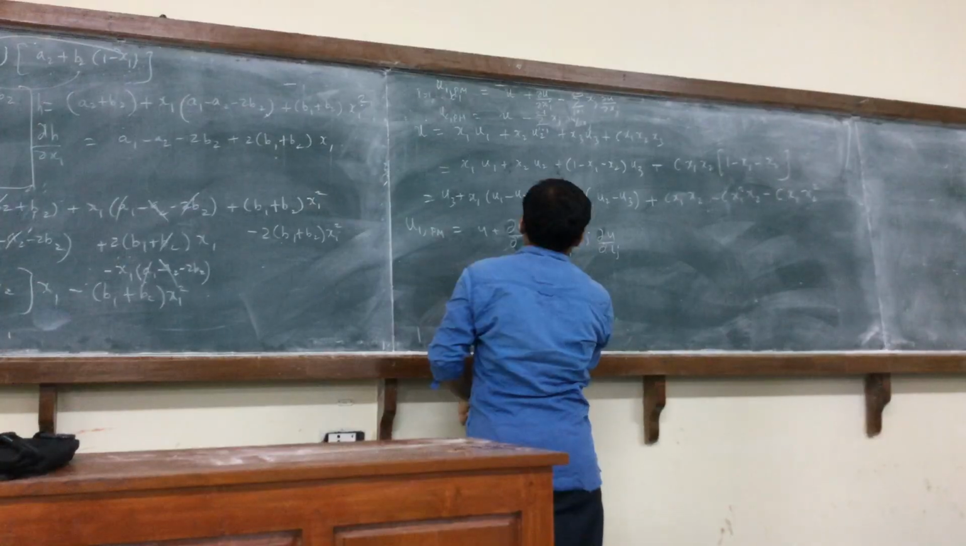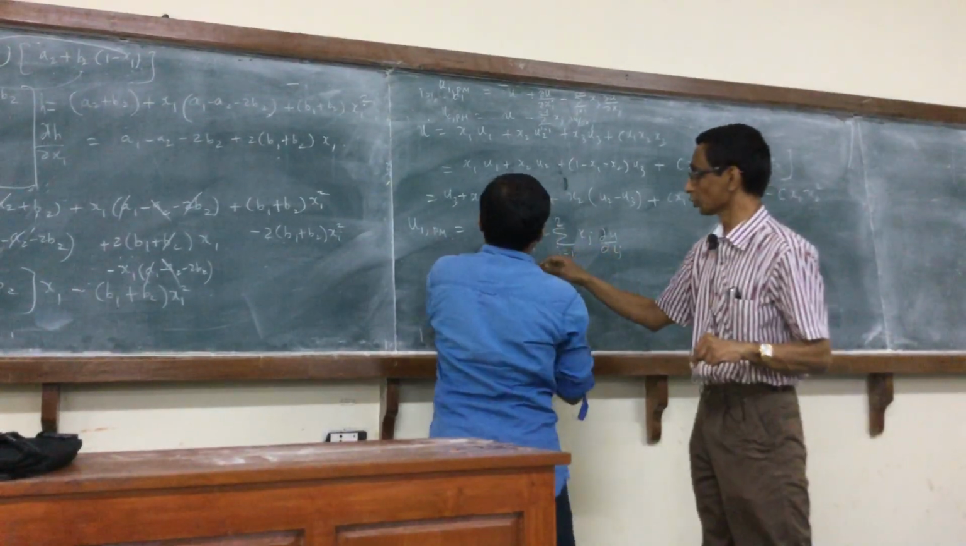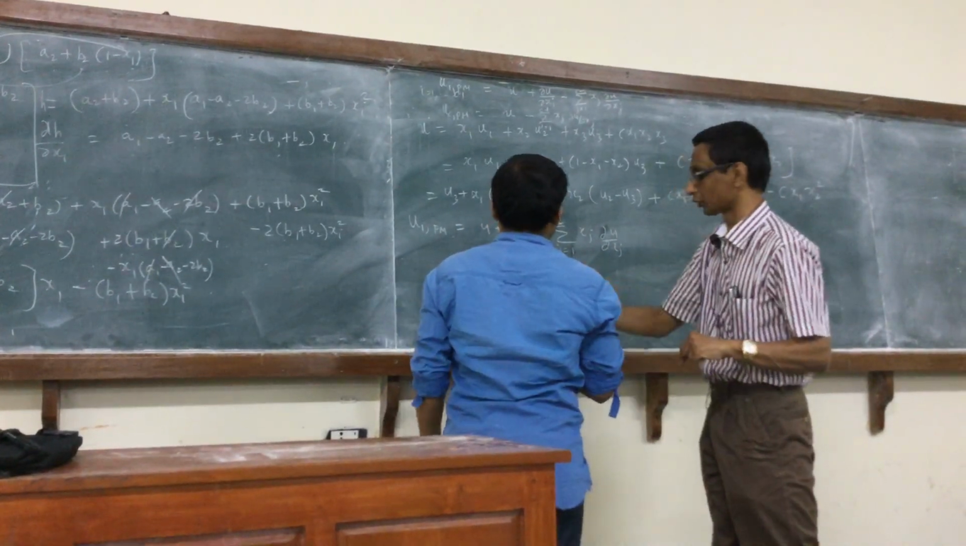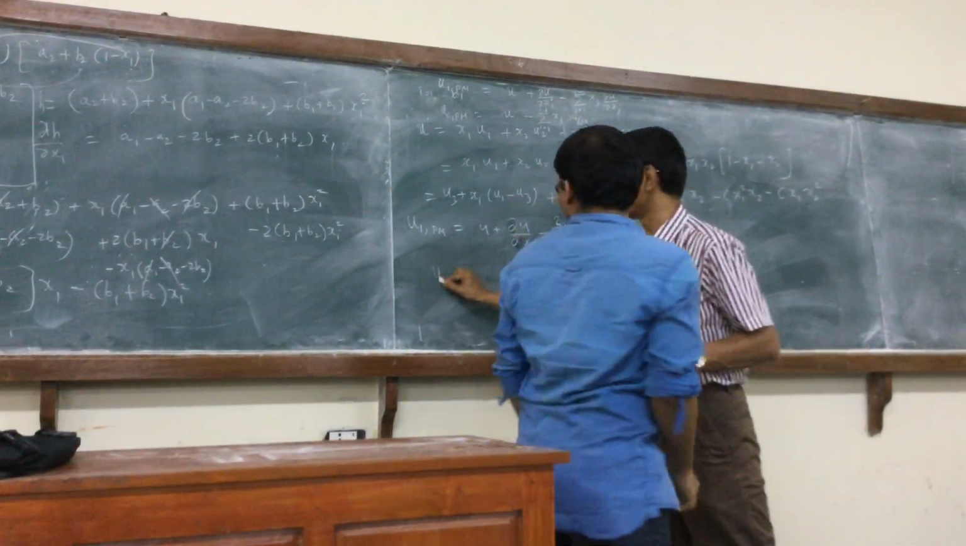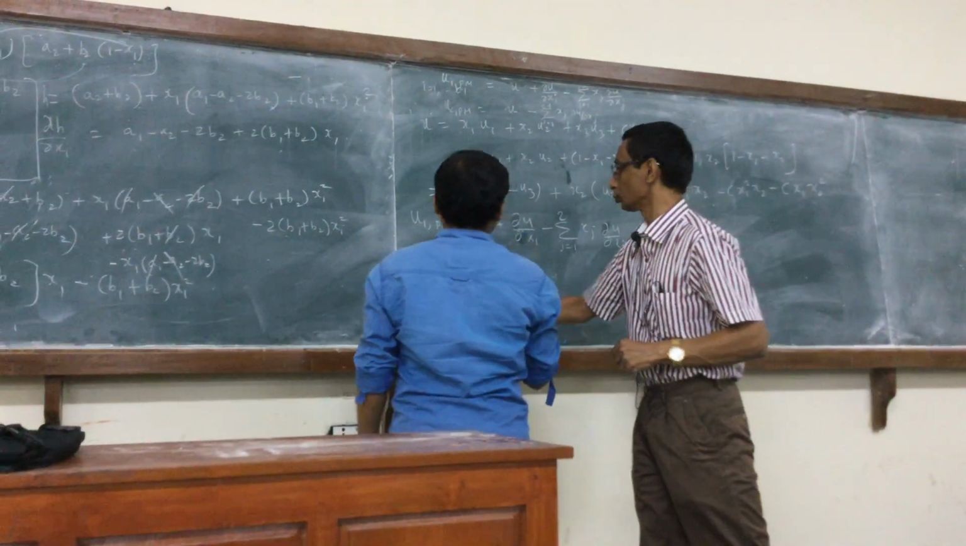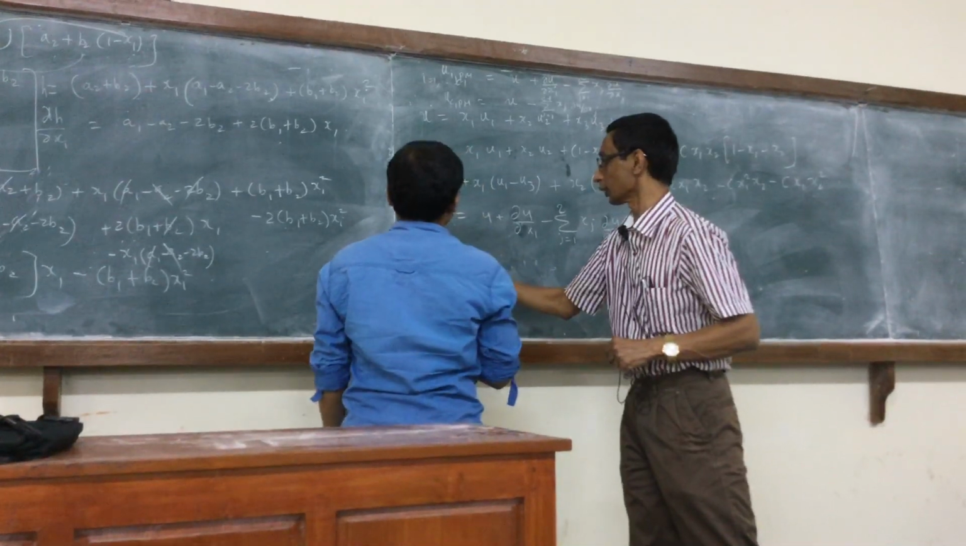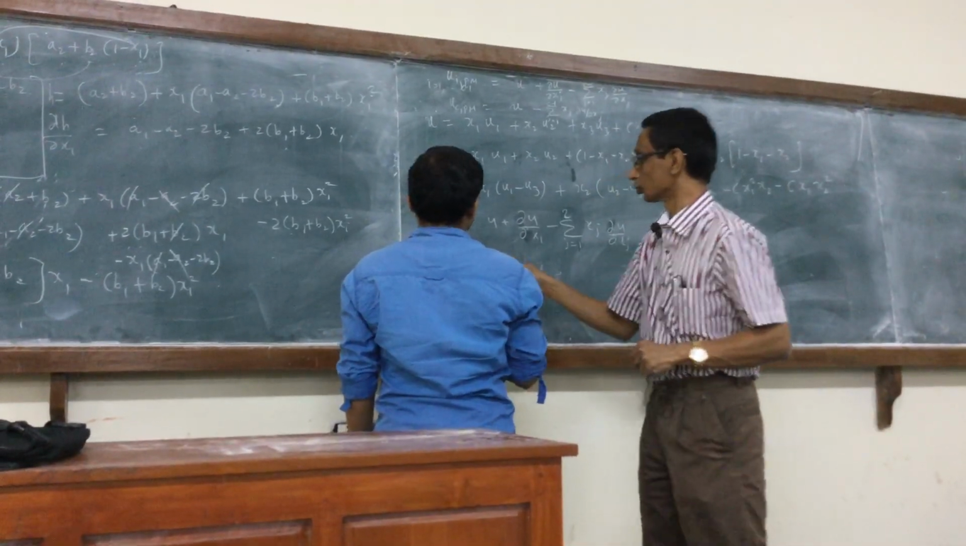This is not u1, it is du by dx1. No, you don't have to differentiate. Just leave it. Okay, this is fine. No, right, u3. This is u, okay, u2. Also right. u2.